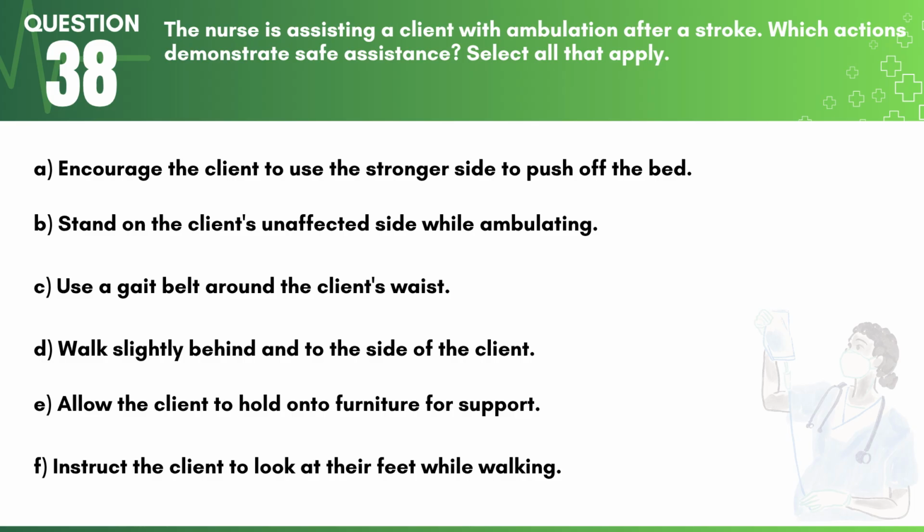A. Encourage the client to use the stronger side to push off the bed. B. Stand on the client's unaffected side while ambulating. C. Use a gait belt around the client's waist. D. Walk slightly behind and to the side of the client. E. Allow the client to hold onto furniture for support. F. Instruct the client to look at their feet while walking.